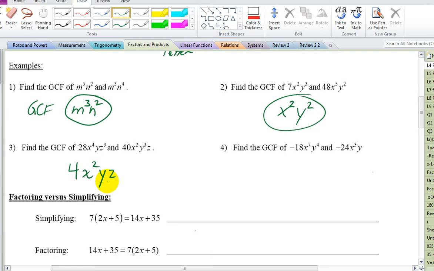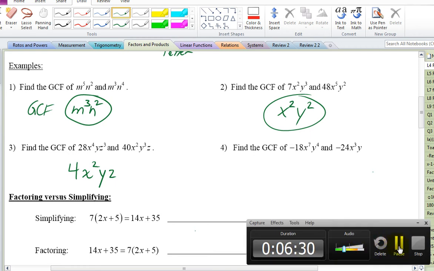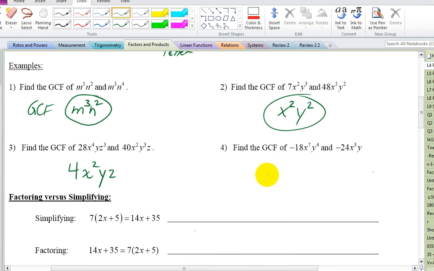Okay, try the next one all by yourself. Go. So, any ideas? Letters, first corner.